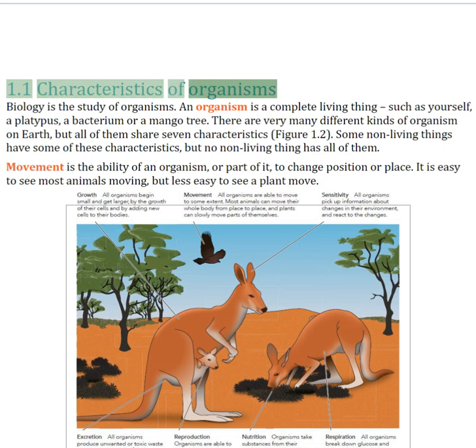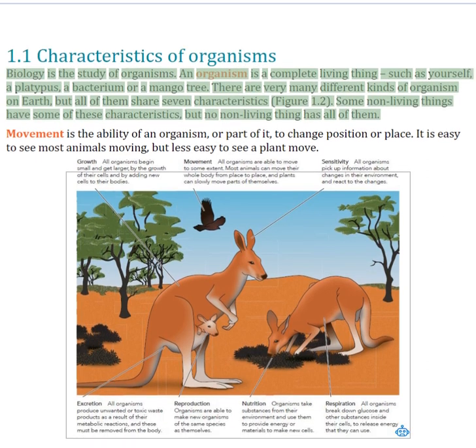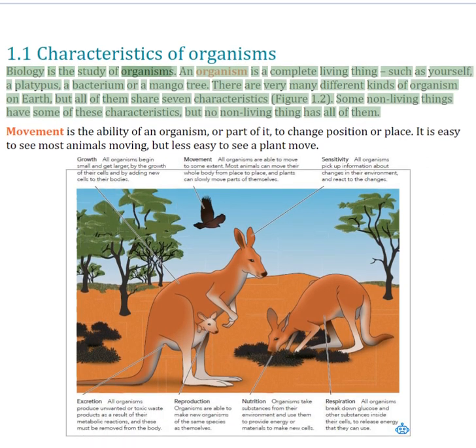1.1 Characteristics of organisms. Biology is the study of organisms. An organism is a complete living thing such as yourself, a platypus, a bacterium, or a mango tree. There are very many different kinds of organism on Earth, but all of them share 7 characteristics. Some non-living things have some of these characteristics, but no non-living thing has all of them.